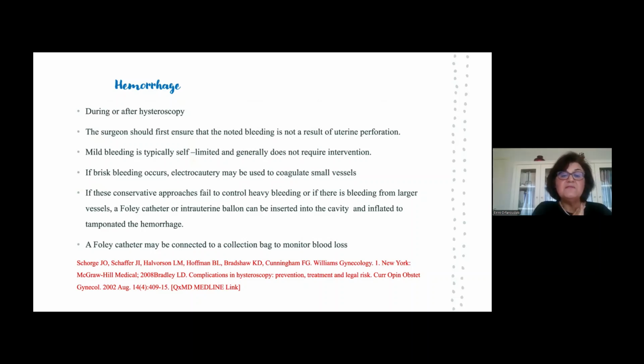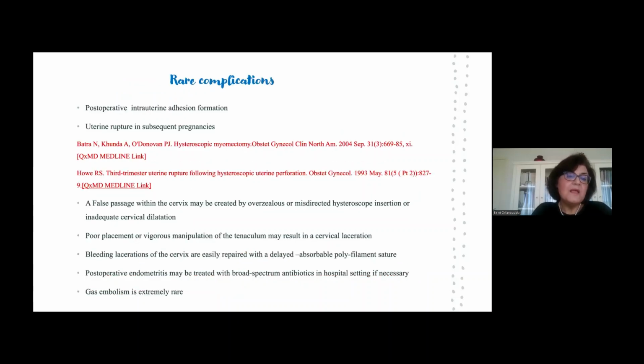If this conservative approach fails to control heavy bleeding, or if there is bleeding from larger vessels, a Foley catheter or intrauterine balloon can be inserted into the cavity and inflated to tamponade the hemorrhage. A Foley catheter may be connected to a drainage bag to monitor blood loss. Rare complications: postoperative intrauterine adhesion formation, uterine rupture in subsequent pregnancies.